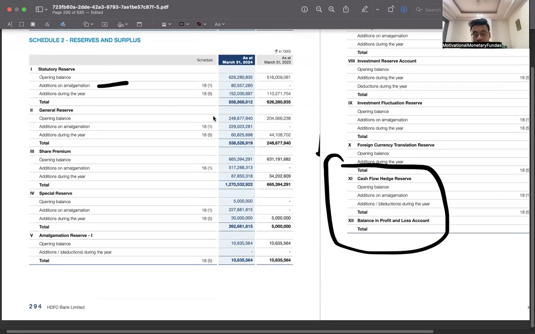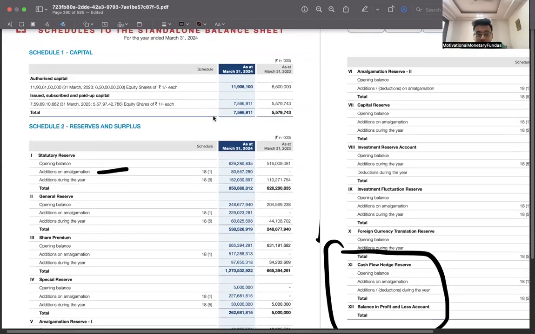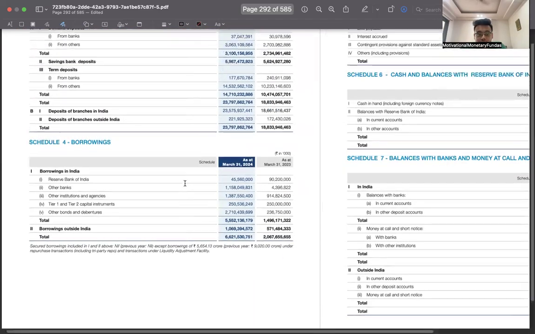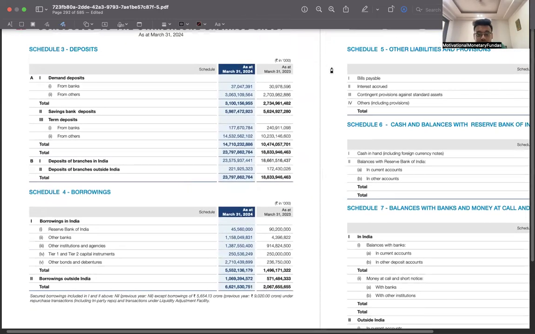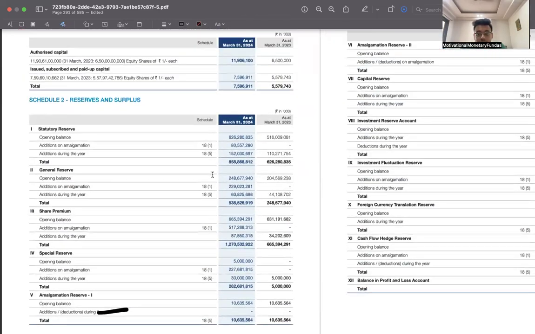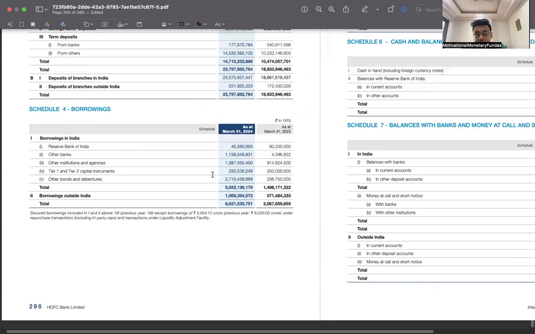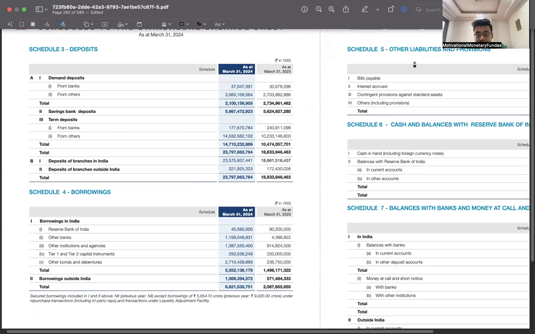Schedules. So if someone asks you what type of schedules are prepared, right? You have the reserves and surplus schedule, deposits schedule, right? You have the borrowing schedule, you have the capital schedule, cash and balance, other liabilities schedule, balances with banks and money at call. So look at all these things here, like you have all those deposits which the banks have taken from other banks, right?